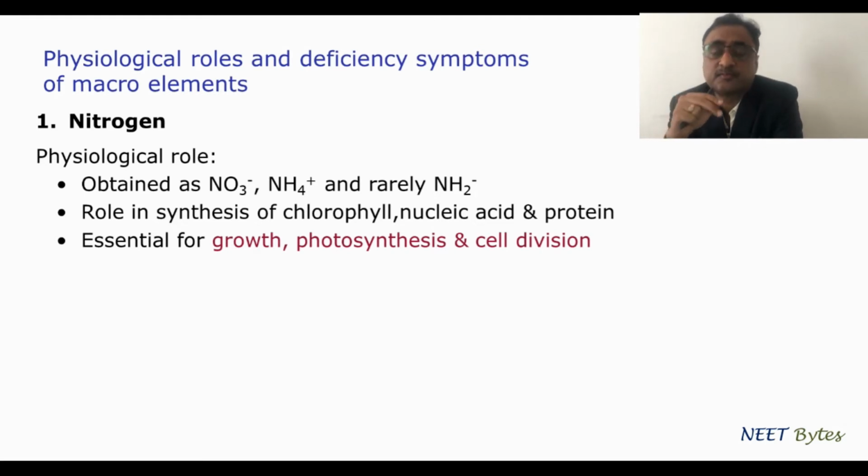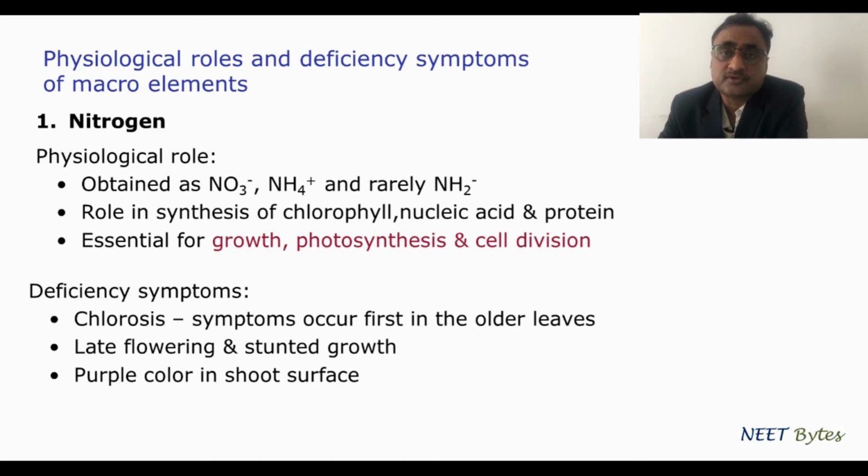For instance, take the example of nitrogen. Nitrogen is primarily obtained in the form of nitrate from the soil by the plants. It has a key role in the synthesis of chlorophyll, nucleic acid and protein, and it is essential for growth, photosynthesis and cell division. One of the important deficiency symptoms of nitrogen is that the plant suffers from chlorosis. And as we have already discussed, the symptoms appear first in the older leaves rather than the younger leaves.